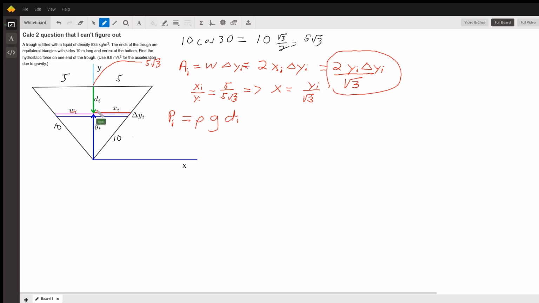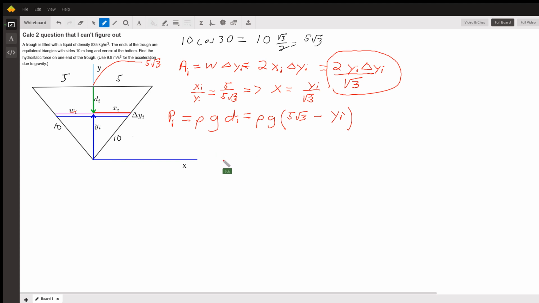This is the depth. Now you'll notice that I have this height y sub I called out, so the depth is nothing more than the height of the trough. Well, actually, let me rewrite this part over here. Rho g, and then the depth is nothing more than the height of the trough, which is 5 root 3 minus y sub I. So here's the depth. You go down 5 root 3, go back y sub I, and there's your depth. So that's what we got.